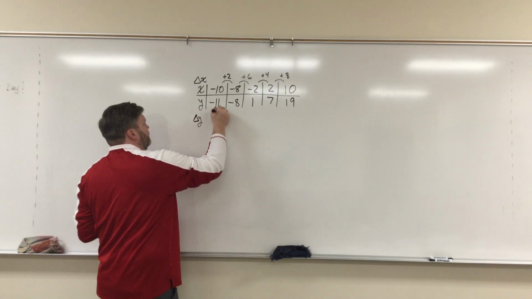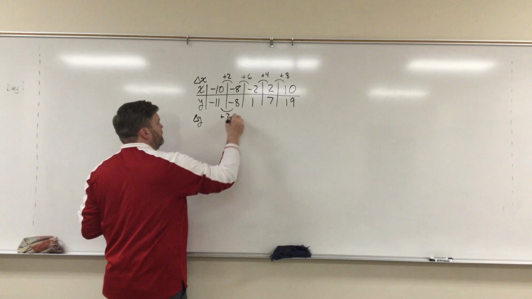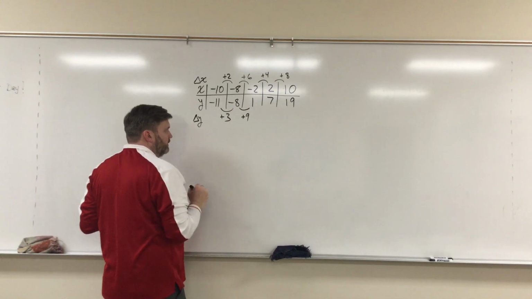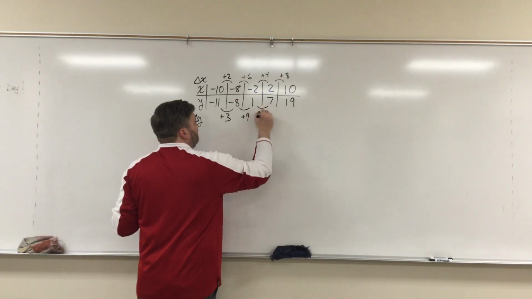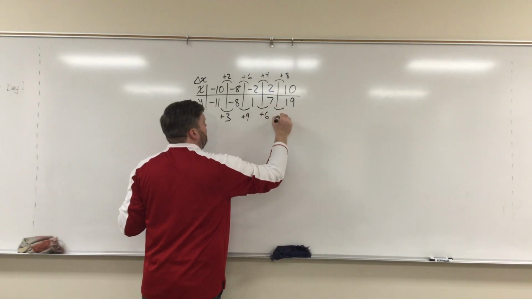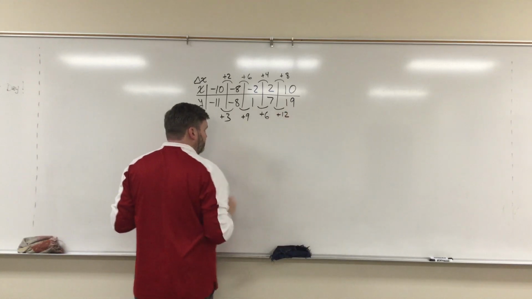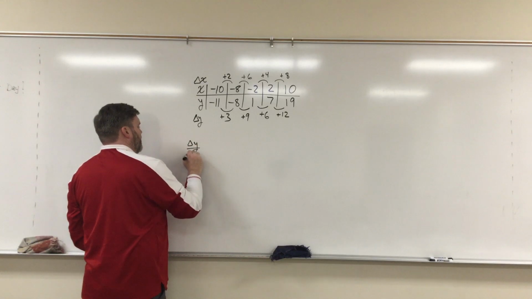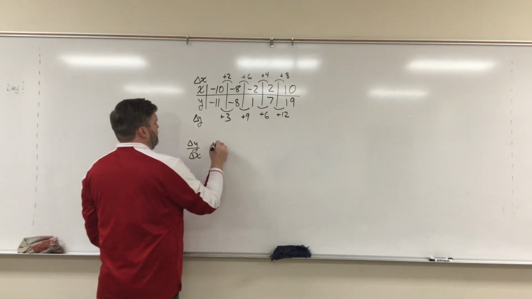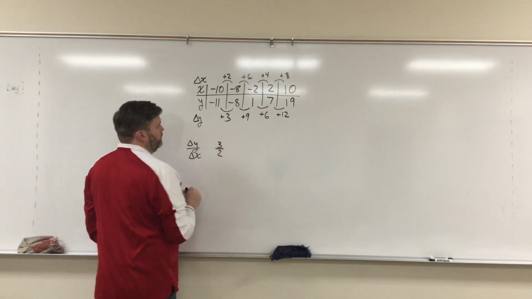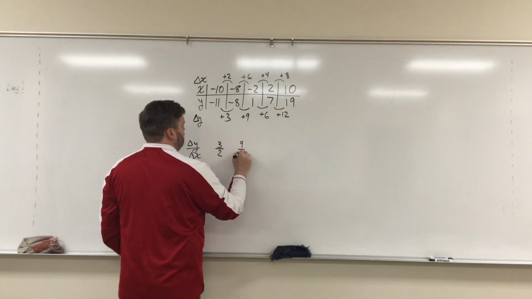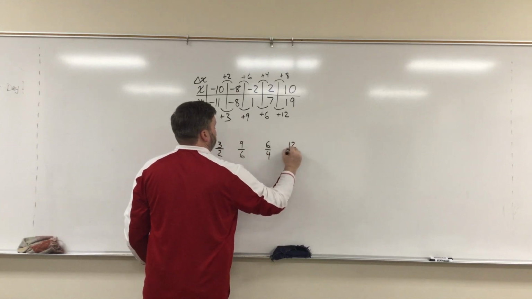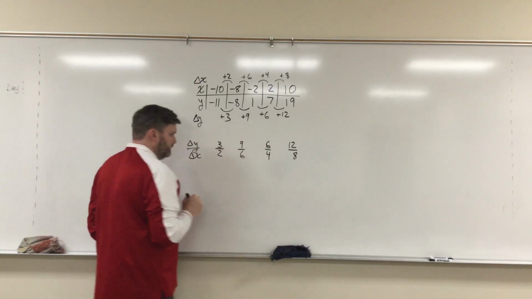Change in y, we have plus 3, 8 away, 1 away, so that's 9 away, 9 apart, 6 apart, and 12 bigger. So if we look at change in y over change in x, this is 3 over 2, this is 9 over 6, this is 6 over 4, and this is 12 over 8.